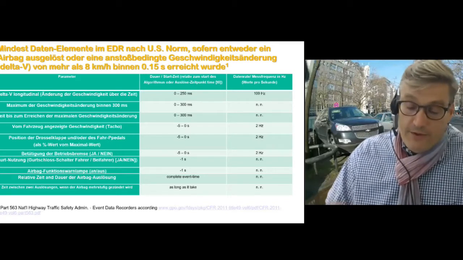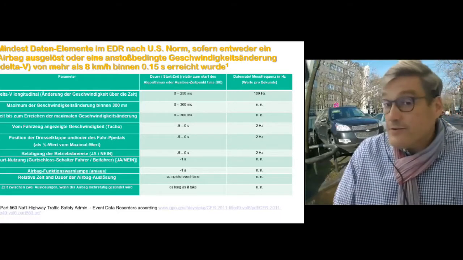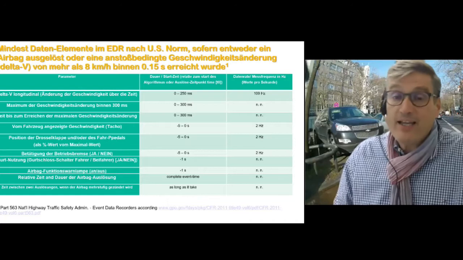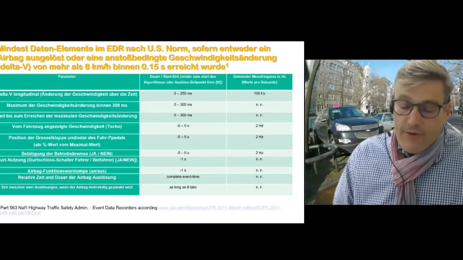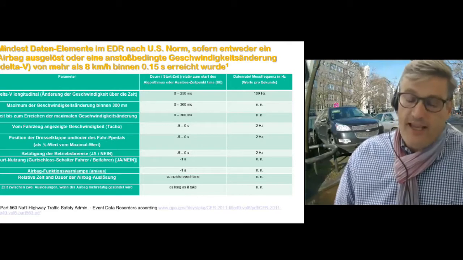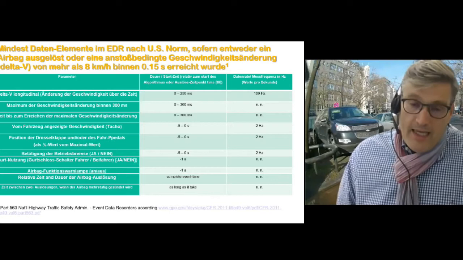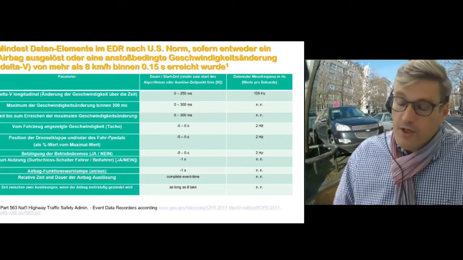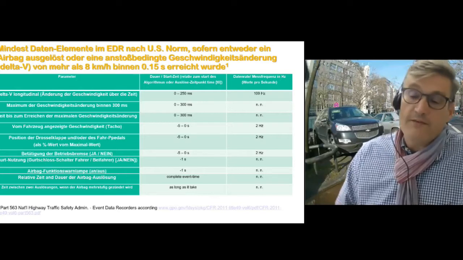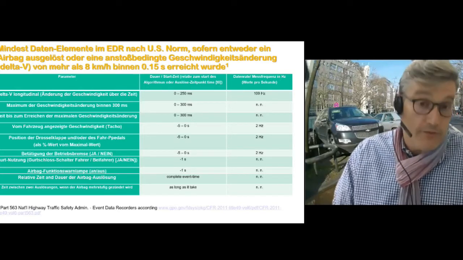And just to give you some general information, the event data recorder is part of the airbag control module. All the cars, every car stores some data in the airbag control module. Why? Because the airbag control module has to measure acceleration all the time in order to know: this was not normal driving, this was an impact. And I will show you a couple of examples in a minute.